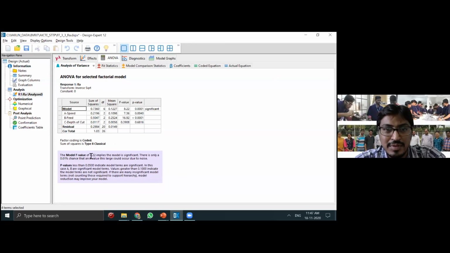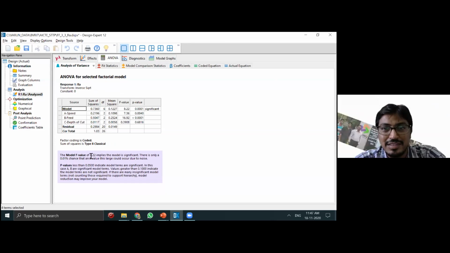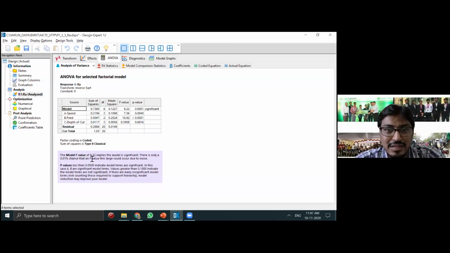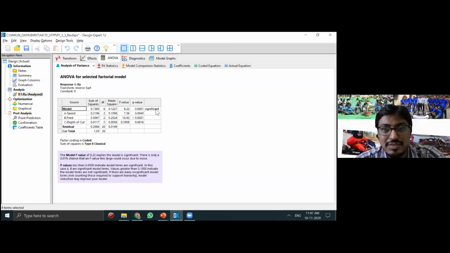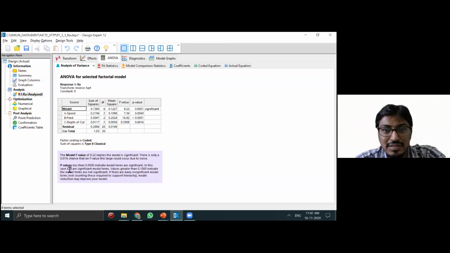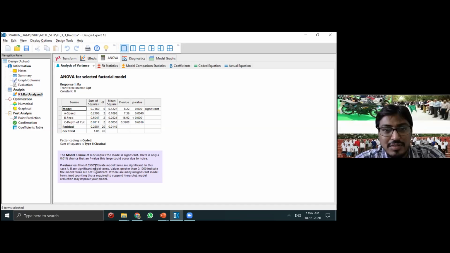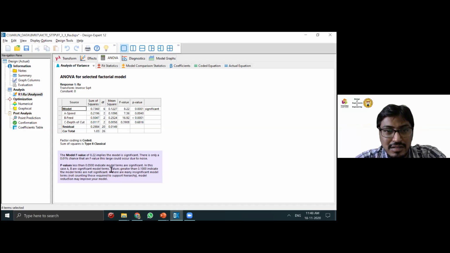Yeah. So now it is as we expected. Right? The model value of 0.2 implies the model is significant. First, you have to see that the model what you get is significant. Then what you're saying is the p value is less than 0.05. If not, then it is not okay.